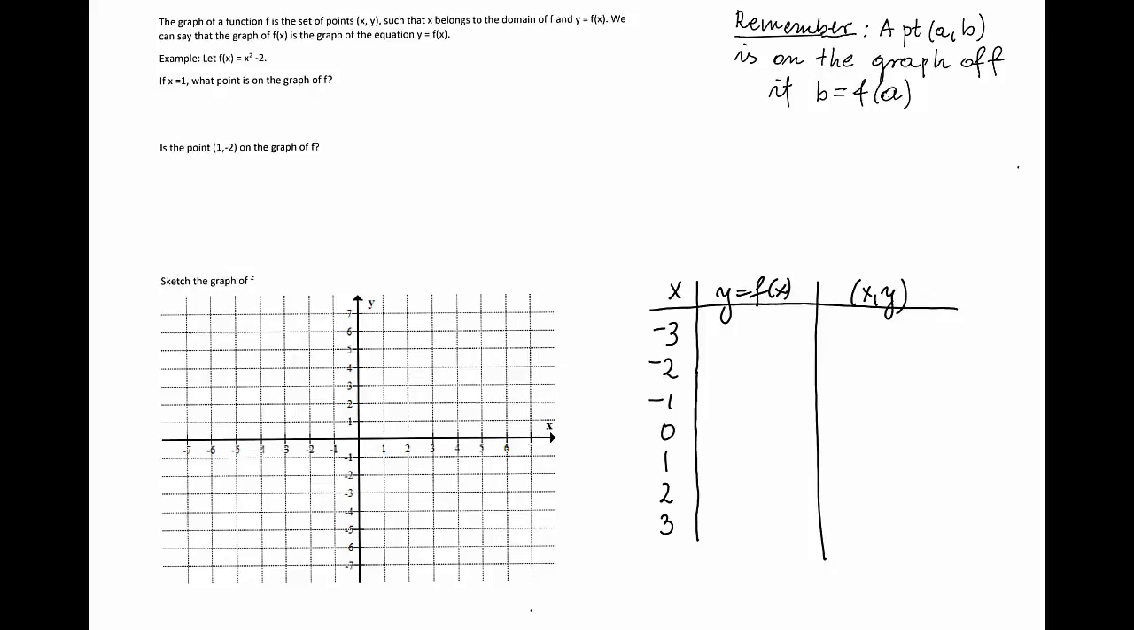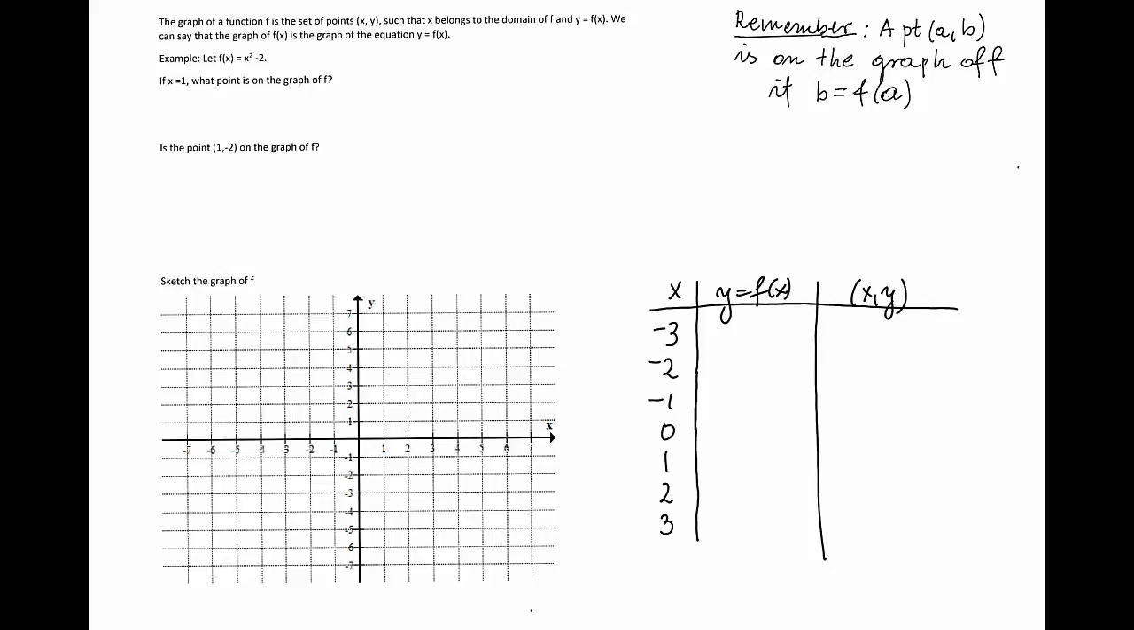Let f of x be the function x squared minus 2. Now if x is equal to 1, what point is on the graph of f? x equal to 1 is in the domain of the function f, because the domain of the function f is all real numbers.